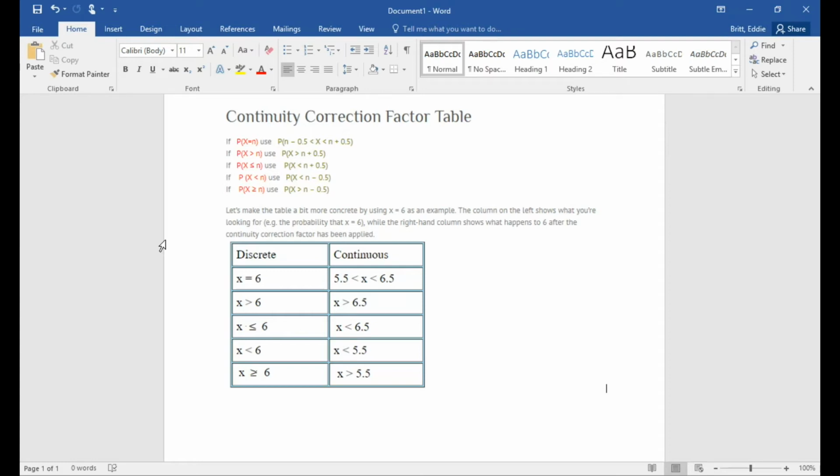Now, after we know what to plug in for our x, though, we have to look if it's a less than problem, a greater than problem. Nothing changes. We still do all the same stuff that we were doing.